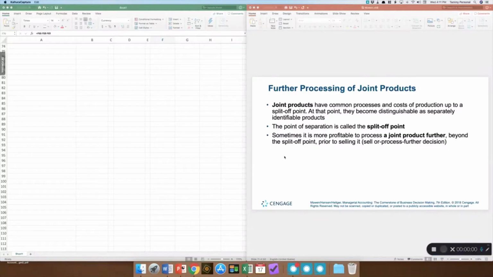This next video is going to be about whether we want to further process joint products. It's kind of an odd way to think about it, but basically there's products and you make them, they're sort of indistinguishable from each other up until a point, and then they get split off. And so the point of separating the products is called the split-off point.